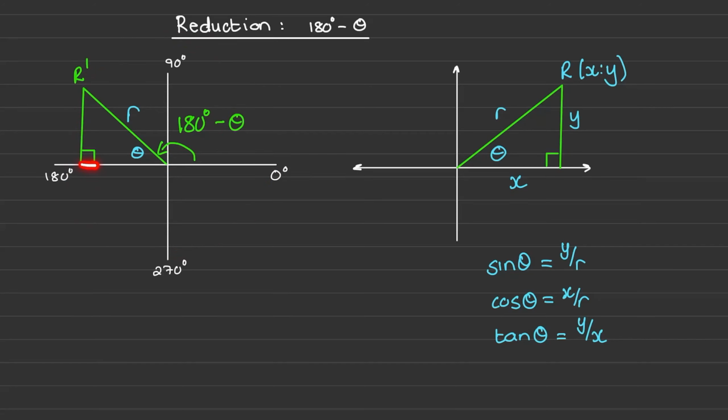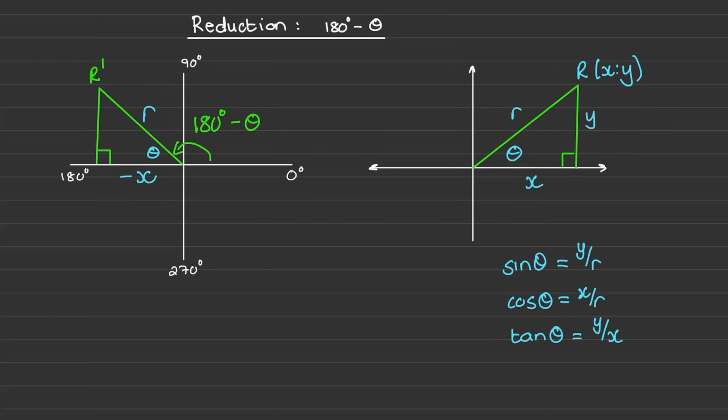And if we look at our x value, we can see that it is on the negative side of the Cartesian plane. So this x value would be a negative value. And our y value for the r coordinate would be a positive y value, which is the same as the y value in our first diagram. So now I can find the three trig ratios for 180 degrees minus theta. I still apply the same rules, but my angle now is on the outside of my triangle.